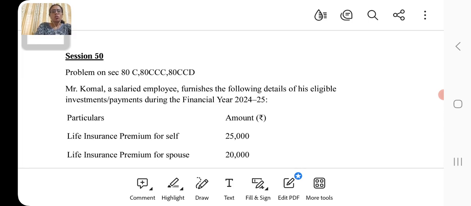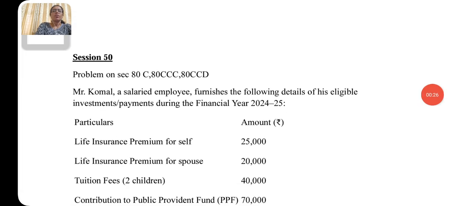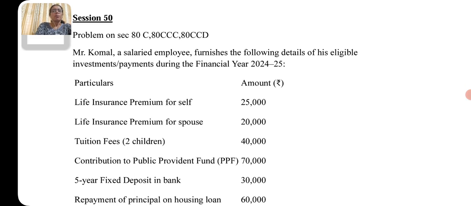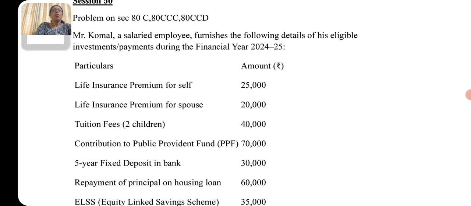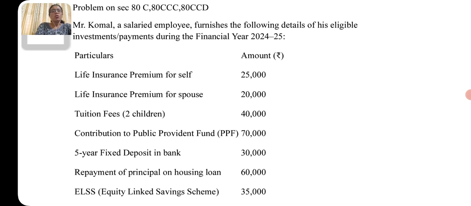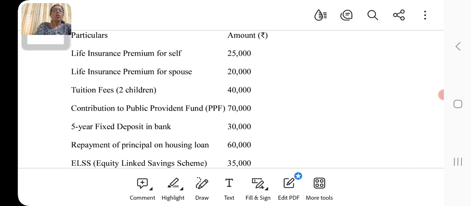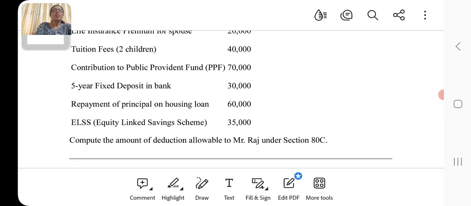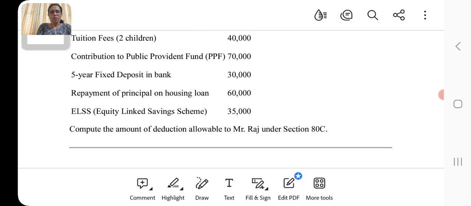So here, in this question, it is given, Mr. Komal, a salaried employee, has made the following payments or investments during the year. What all has he paid? He has paid LIC premium for self, for spouse, then he has also paid tuition fees of 2 children, then contribution to public provident fund, 5 years FD in bank, then he has also repaid principal on housing loan, ELSS 35,000. So all these are the various payments made by the assessee during the year. Now, whether all these are eligible for deduction under section 80C, the question is here to calculate deduction under section 80C. So let us see all these points one by one.